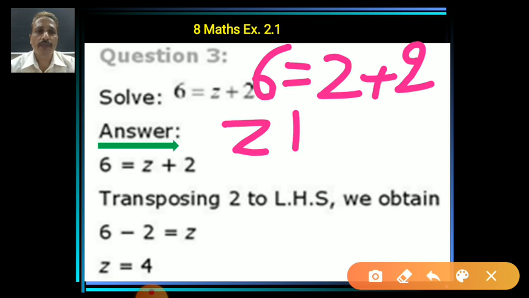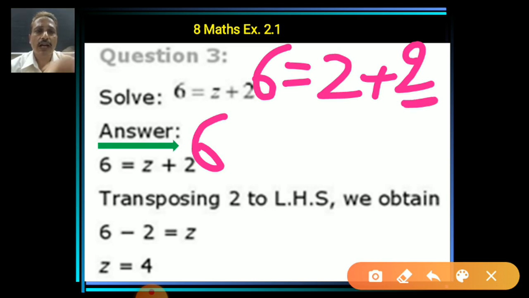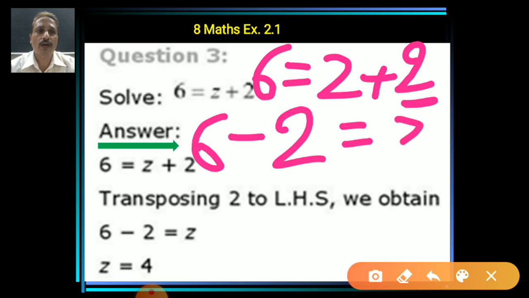And just now I put those signs. You can do it: there is a 6 here. This 2 has to shift from right to left. Yes, this is a plus sign, it becomes a minus 2. What is there now on the right side? Z only, because this 2 is shifted from right to left. See students, I am not changing both sides, left and right. I kept it like it is.